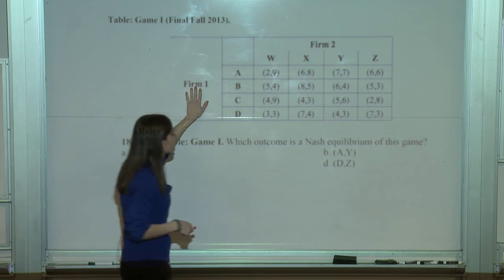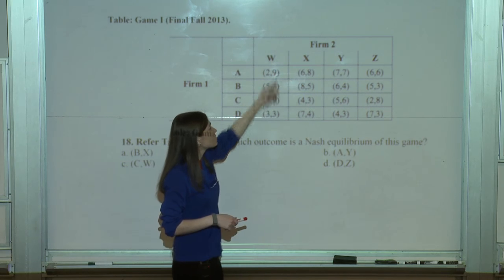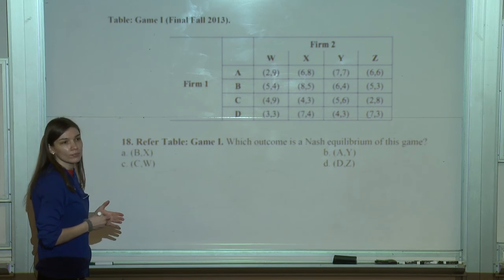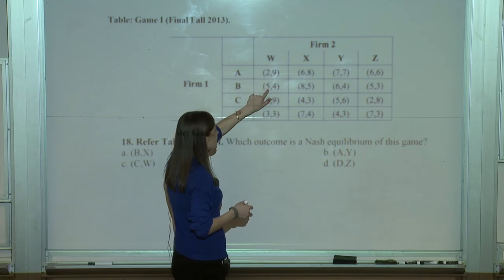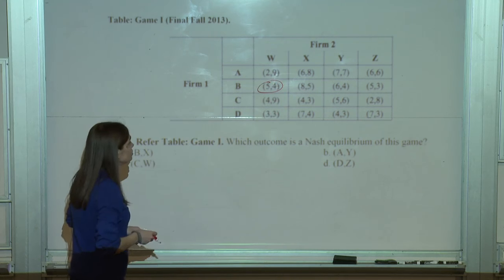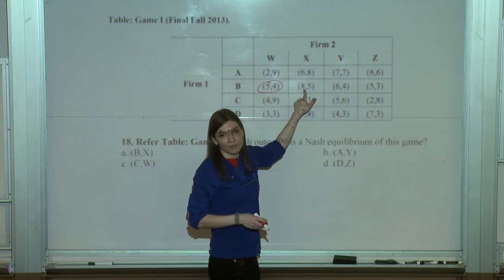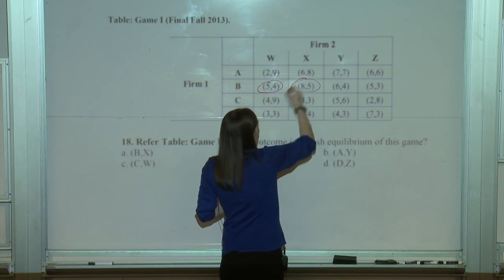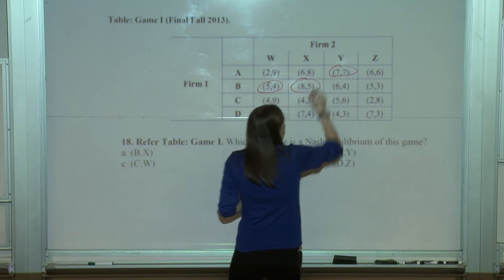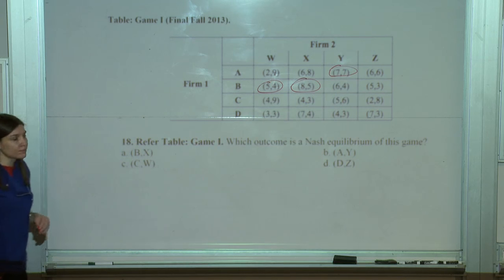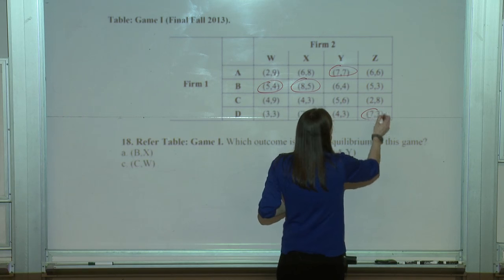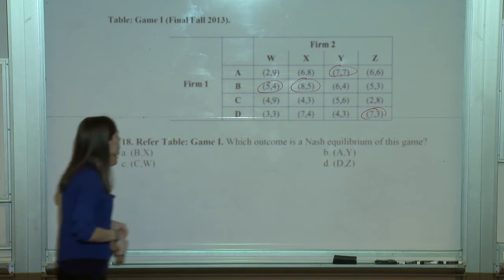So from firm 1's perspective, if firm 2 chooses W, what should I do? B, because that gives me the highest, 5. If firm 2 chooses X, what should I do? B again, because that gives me 8 compared to the others. If they were to choose Y, what should I choose? A. If they were to choose Z, D, because that gives me 7. So we're done with firm 1's choices.